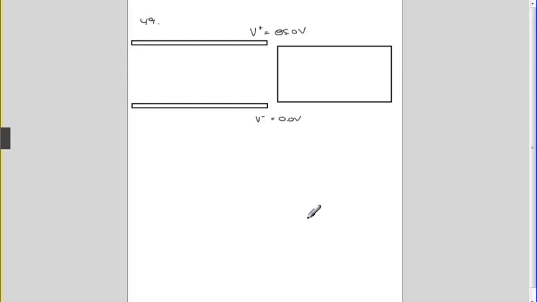Can you identify the dielectric? B, if the dielectric doesn't completely fill the space between the plates, what could you conclude about the voltage across the plates?